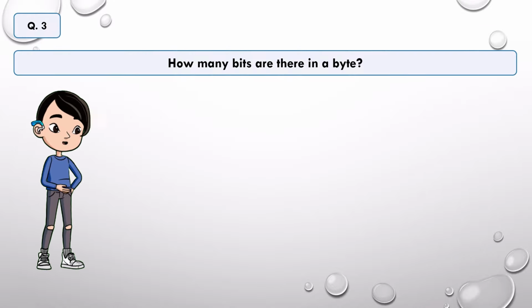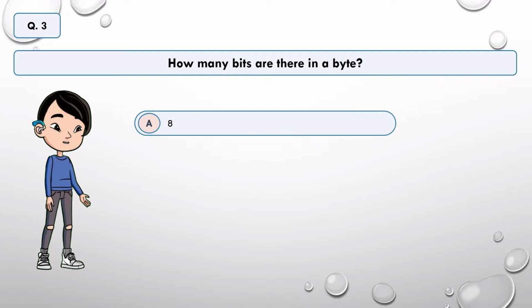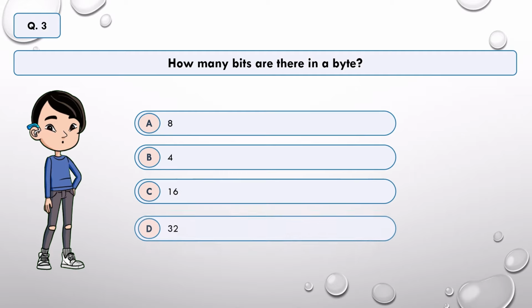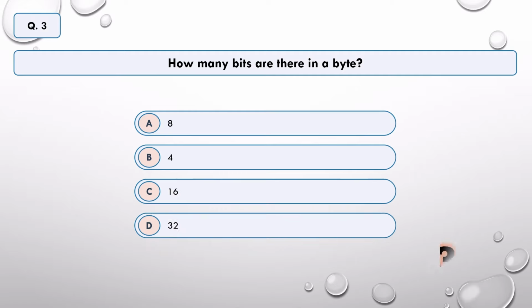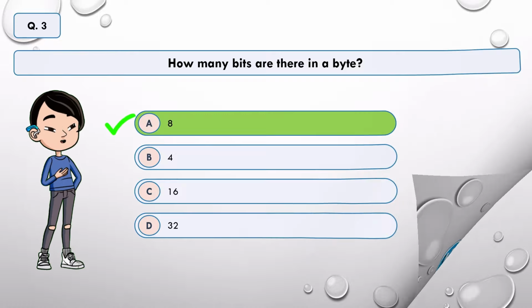Question 3. How many bits are there in a byte? Options are A. 8, B. 4, C. 16, D. 32. Answer is 8.